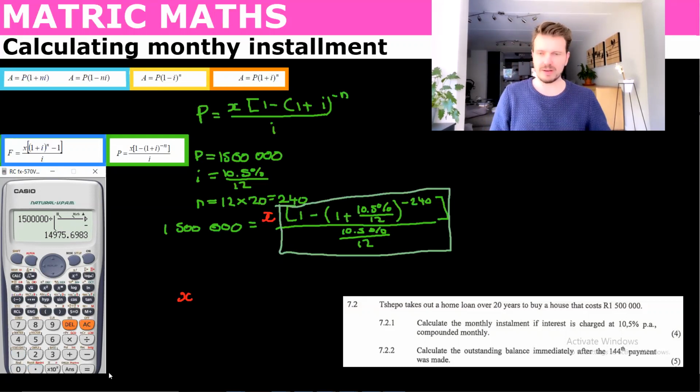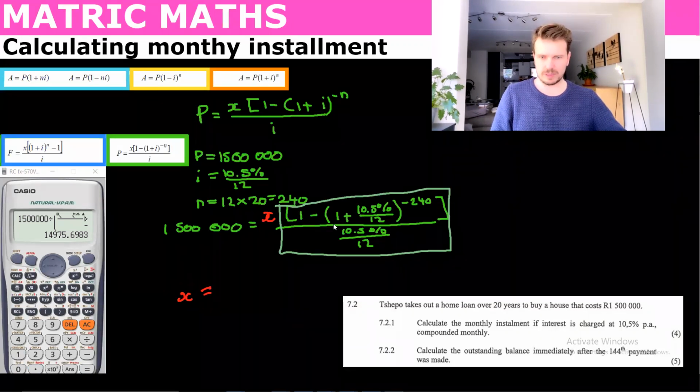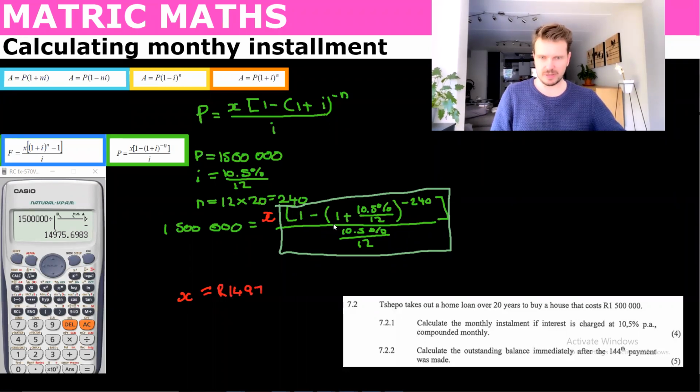And we get 14975 and 70 cents. We're going to round to 70 because this is financial, so it'll be 70 cents.